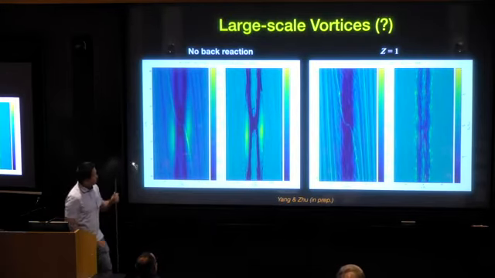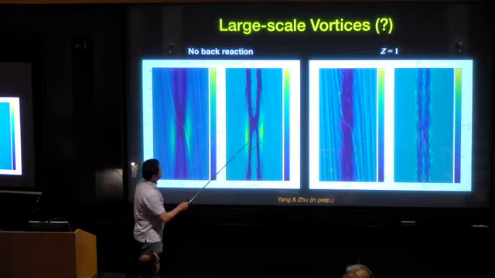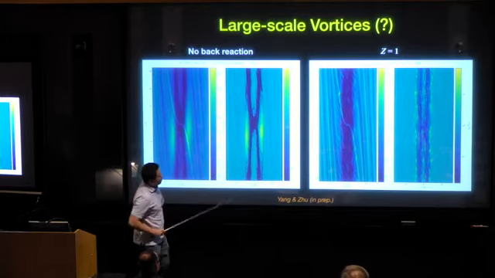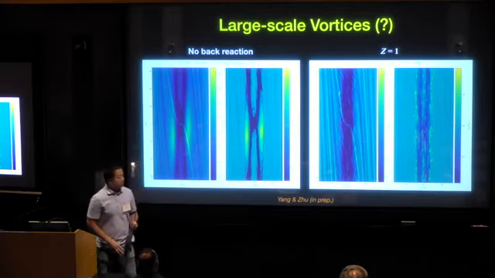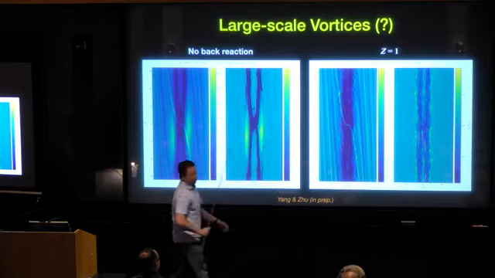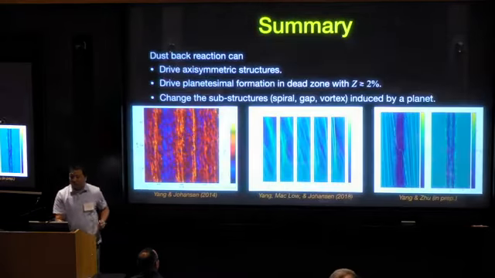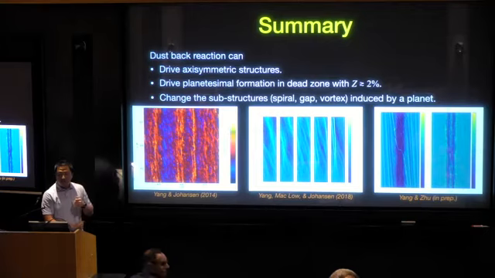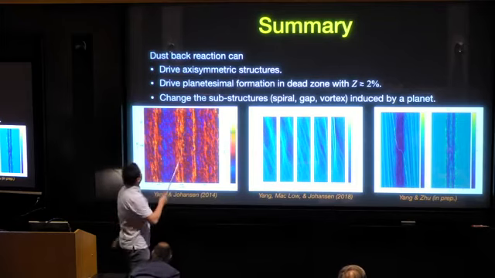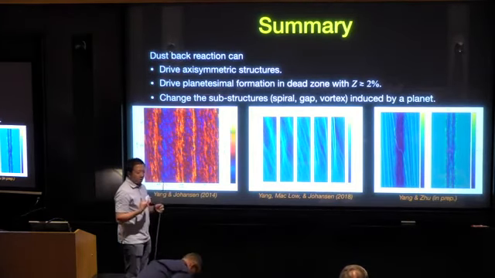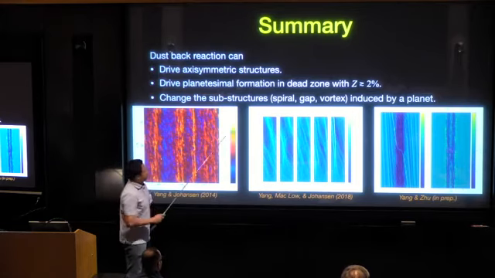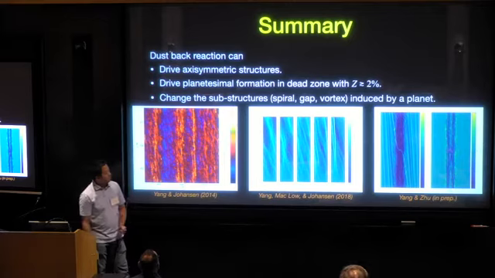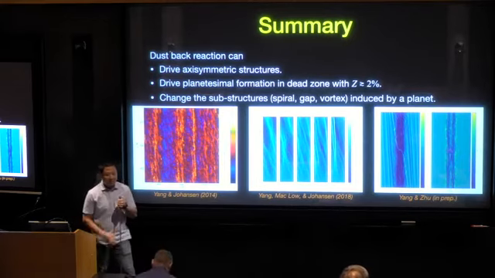And how about vortices? With large enough mass, you generate vortices and particle concentration, but with back reaction, they are all gone. No vortices at all, in both the gas and the particles. So these are all I want to say. And I think dust back reaction is still very complex and can change a lot of things. It can drive asymmetric structure, drive planetesimal formation even in the dead zone, and change for the observers the substructures in this planet interaction. So that's all I want to say. Thank you.